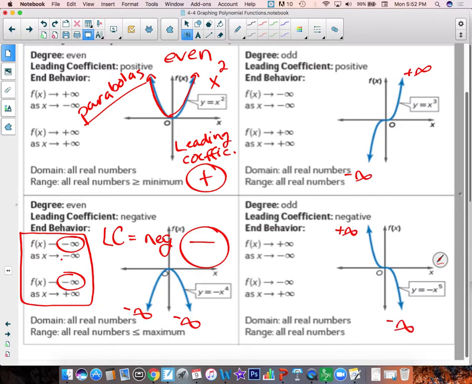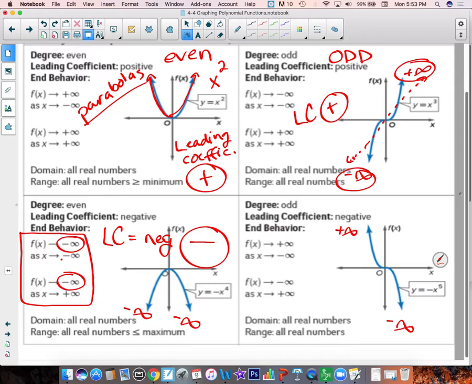The easiest thing you can think of here for odd functions is a line. That would just be x to the 1st power. A line would look something like this. If I had y equals x, it would just look like that. The end behaviors of y equals x are opposite because it's an odd function. So if I have an odd function where I have negative infinity on the left and positive infinity on the right, your leading coefficient is positive.